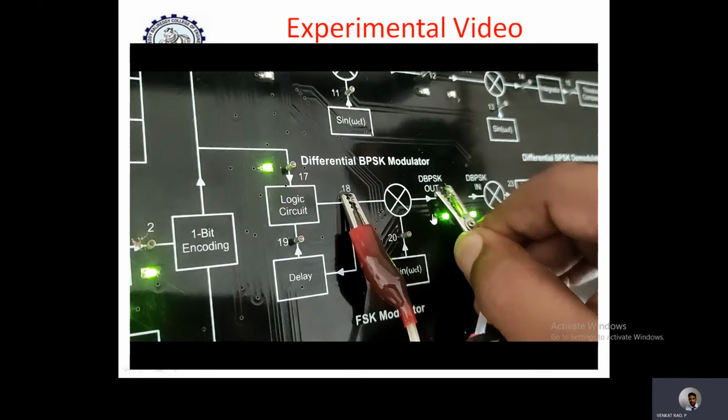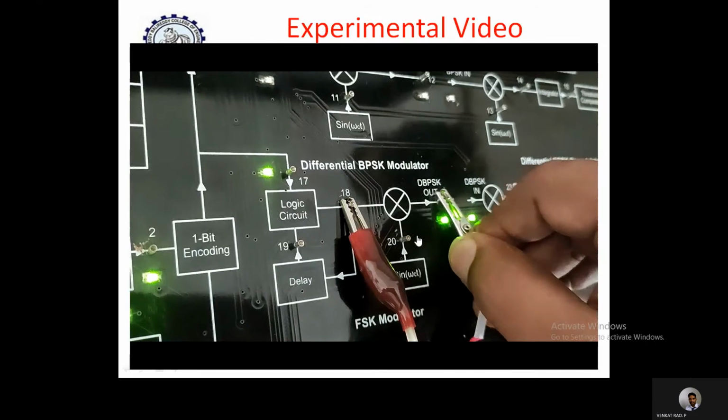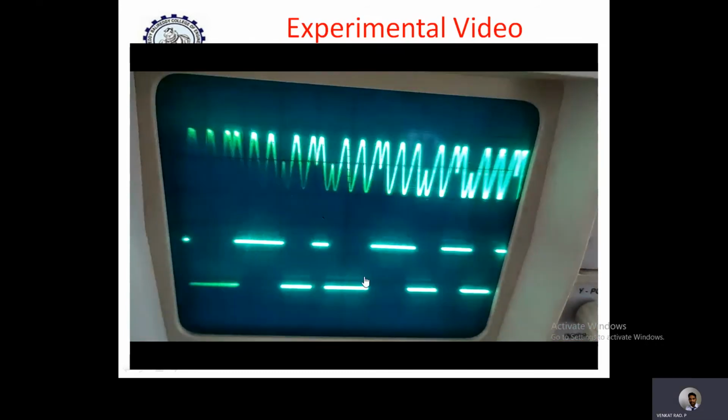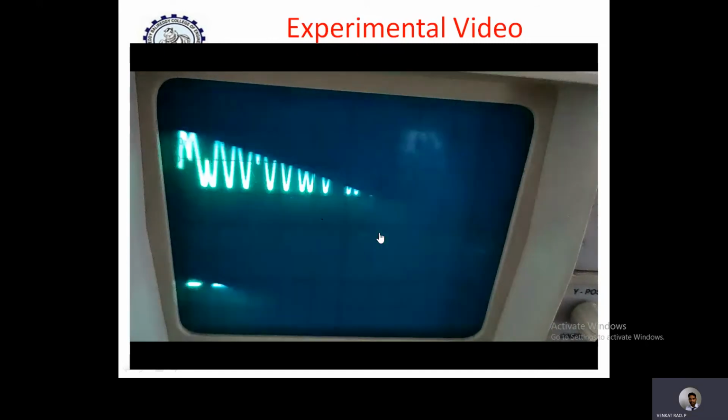Here I am directly observing the DPSK output, and also I am comparing it with the differential data. So whenever it is high, automatically the same phase carrier is produced. Whenever it is low, that is 0, it will produce the reverse carrier, that is a 180 degrees phase shift carrier. You can clearly observe the difference, right? As in PSK. Clear?